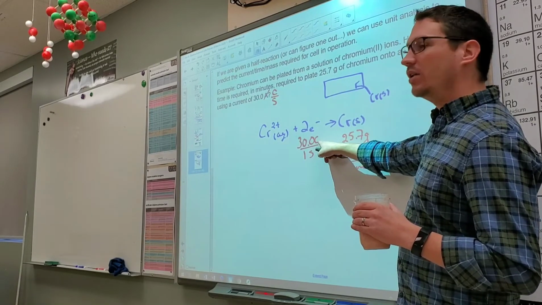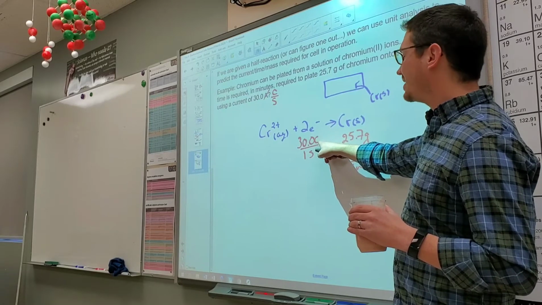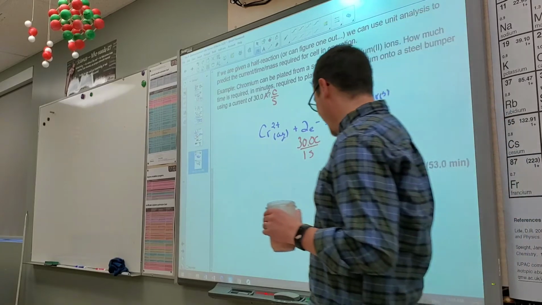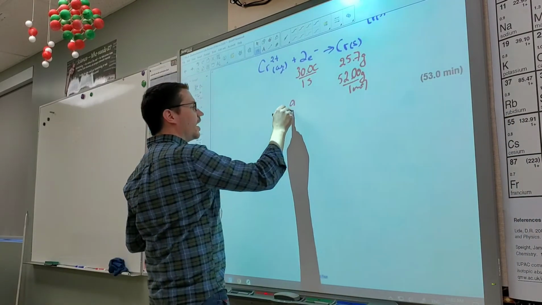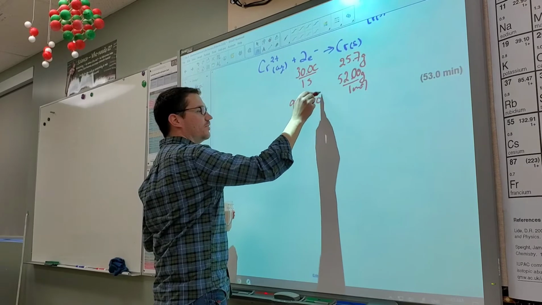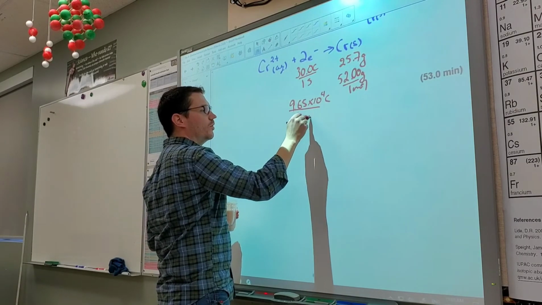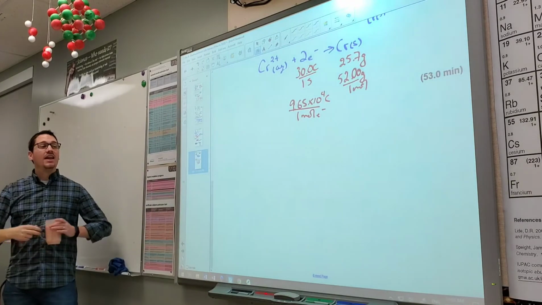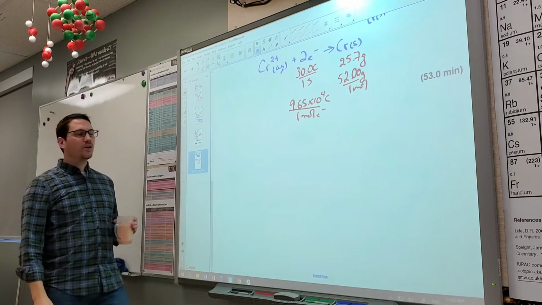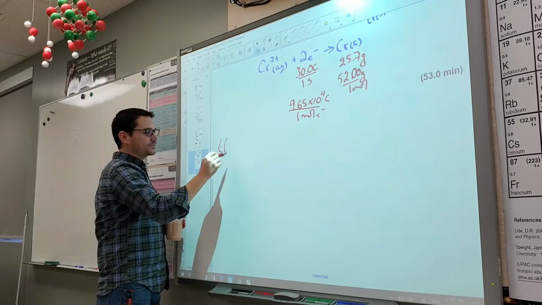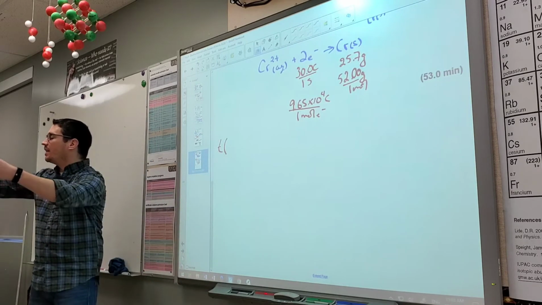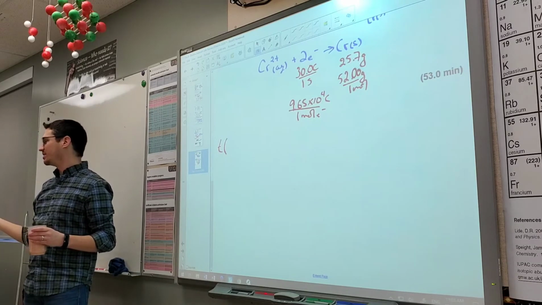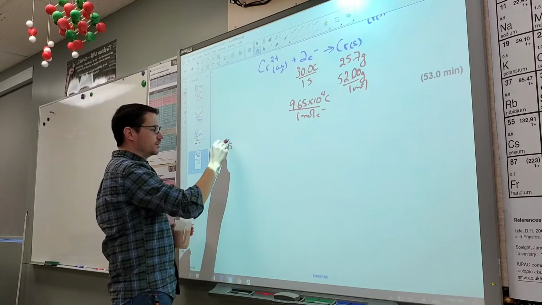All you need is the coulombs. Well, how do coulombs relate to anything else? Faraday constant. Good. 9.65 times 10 to the 4 coulombs per 1 mole of electrons. Do you kind of remember this? A little bit? Now that we have all our pieces of information, we can do our unit analysis. I like to figure things out in seconds first and then turn them into minutes. But it's up to you.